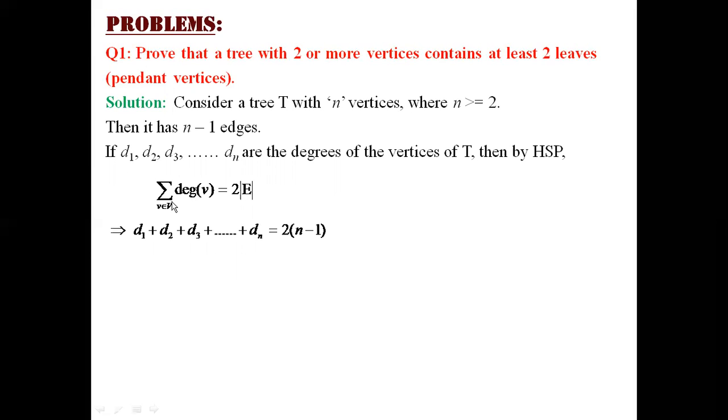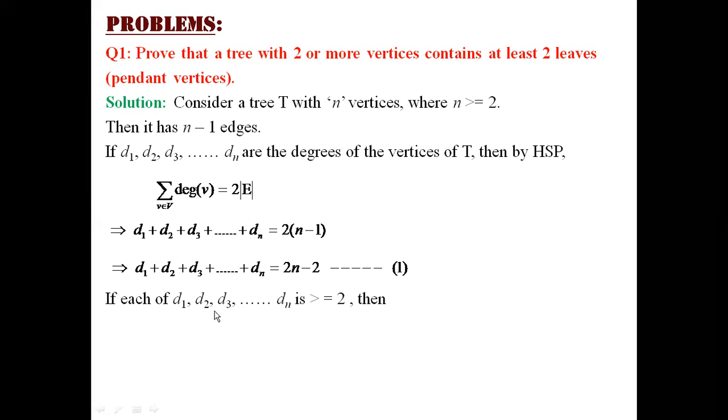So we sum up the left hand side, we add up all the degrees here. So D1 plus D2 plus D3, etc. up to Dn, we are adding all the degrees, which is twice the number of edges in the tree. The number of edges in the tree is n minus 1, so 2 times n minus 1. Now this is the same as saying 2n minus 2 on the right hand side. So D1 plus D2 plus D3, etc. up to Dn is equal to 2n minus 2. Let us call this equation 1.